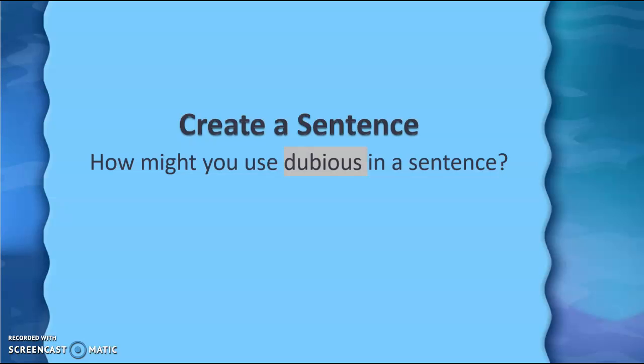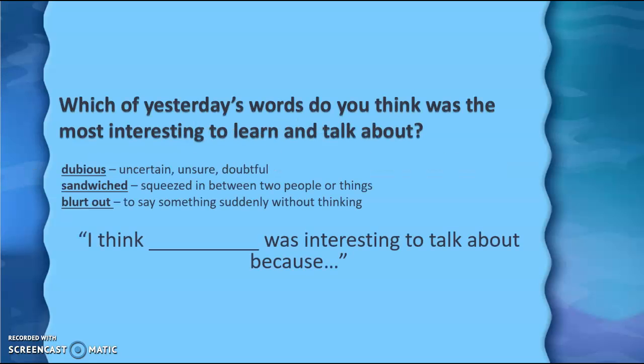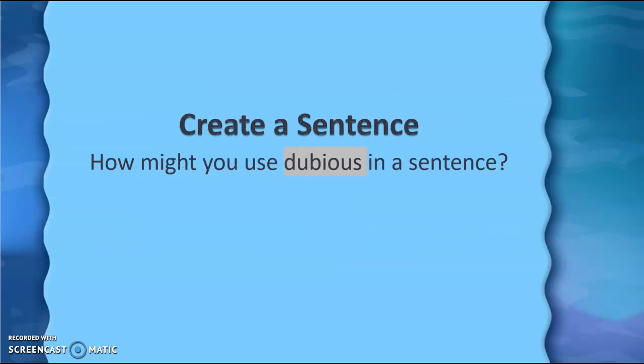So, for example number 1, again, dubious means uncertain, unsure, or doubtful. So how could you use dubious in a sentence? Your sentence must include the word dubious. Take a moment, and you are going to write a sentence using this vocabulary word.